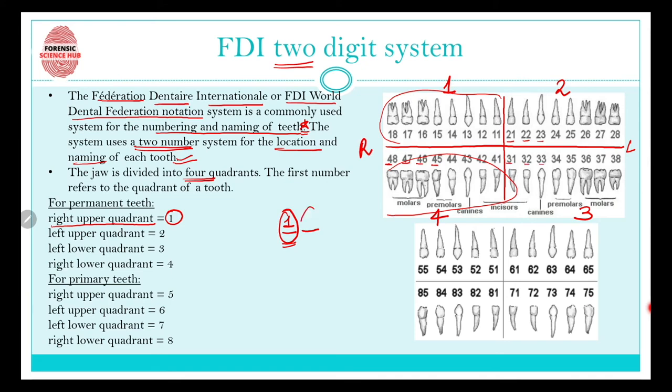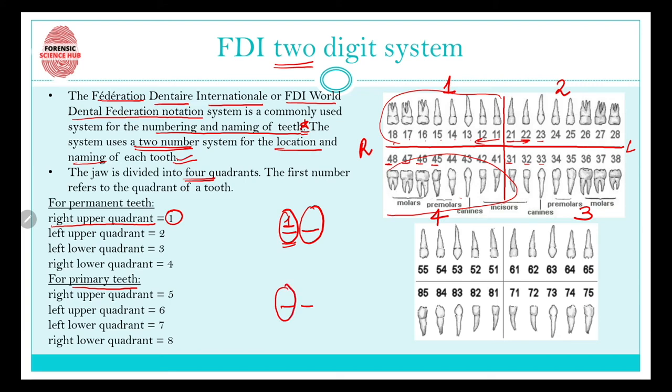Now let's talk about the second one. So the second is the same as the one that we studied in the Palmer notation. From the midline we just have to go towards the end, right? Like this. So 1, 2, 3, 4, 5, 6, 7, 8. This was the case for the permanent teeth, but for primary teeth everything is exactly the same, just that the first digit is going to change.